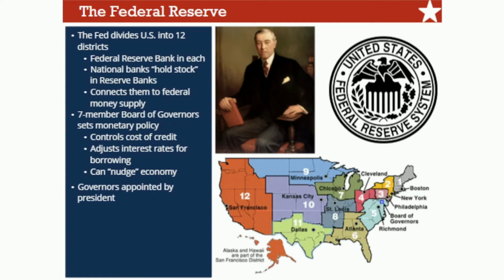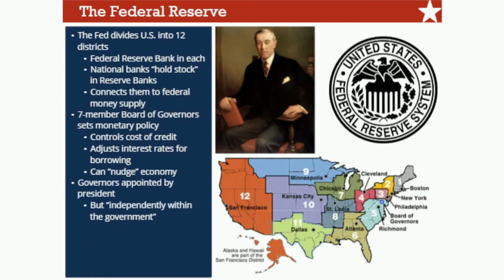Members of the Board of Governors, intended to be economic experts, are appointed by the president. But the Fed is designed to operate in a manner that might be called independently within the government. The governors follow the orders of no president. They even operate separately from the Treasury Department, which prints the currency the Fed uses.